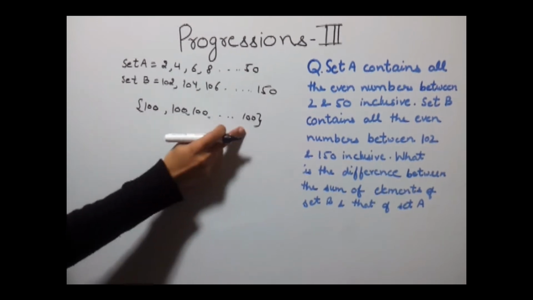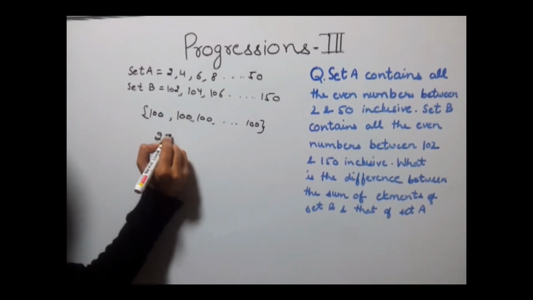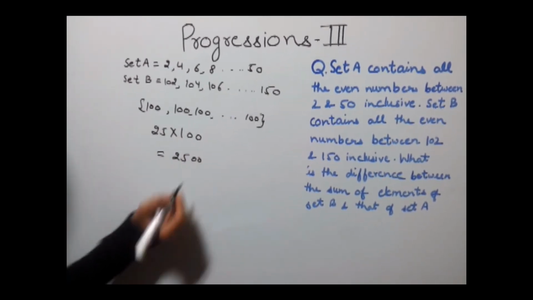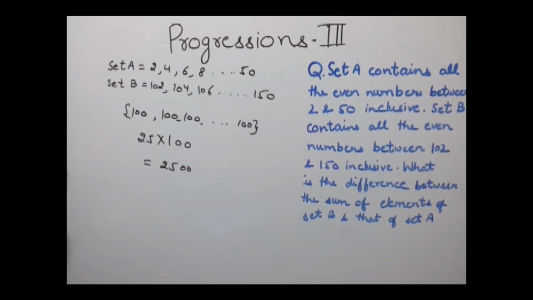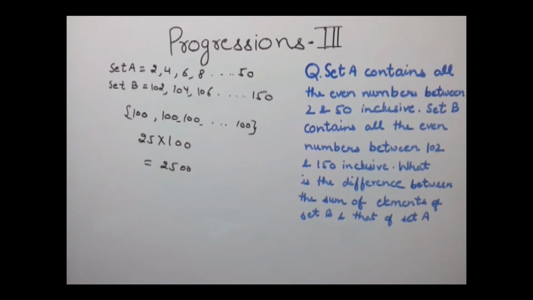And we know that there are total 25 terms. So our total difference would be 25 into 100, which gives us 2500 as the direct answer. You can use any of the ways to do this question, but I suggest you use the shortcuts to reduce your time.